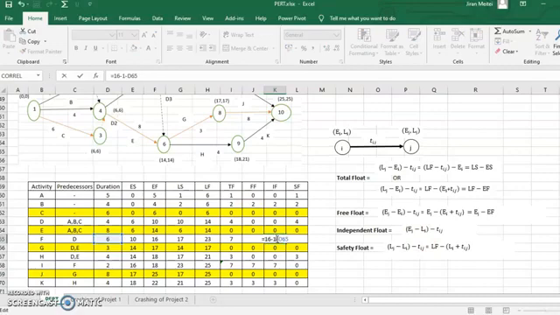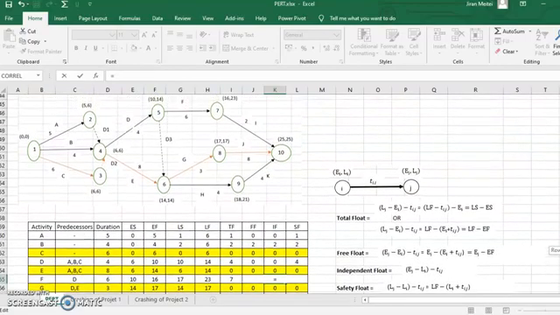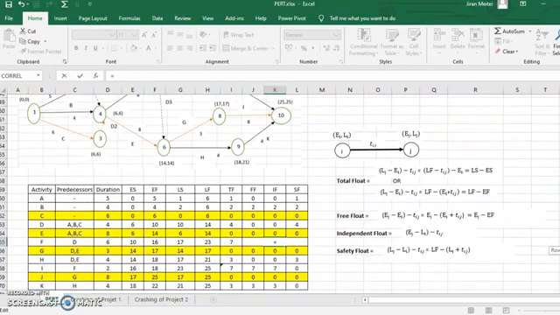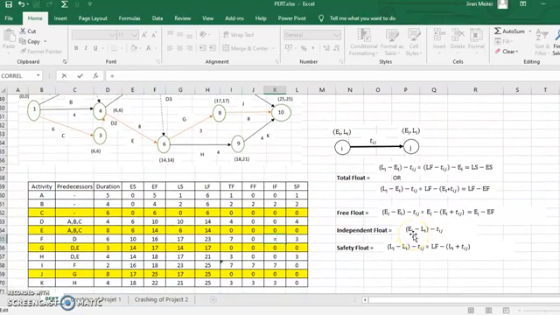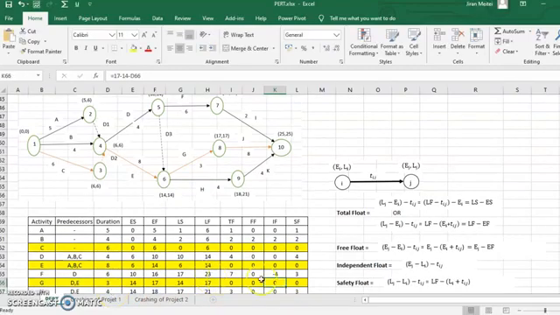For example, let's do it for this activity, activity F, and I'm going to compute the independent float for activity F. What is this saying? Event J should occur at the earliest, event I should occur at the latest. So event J earliest is 16, and event I latest is 14, and minus the time taken. What is the time taken? This is the duration, right? So if you do it, you'll have minus 4.